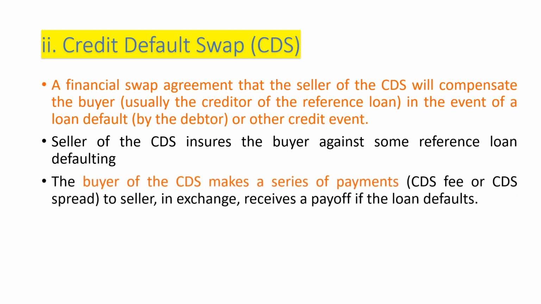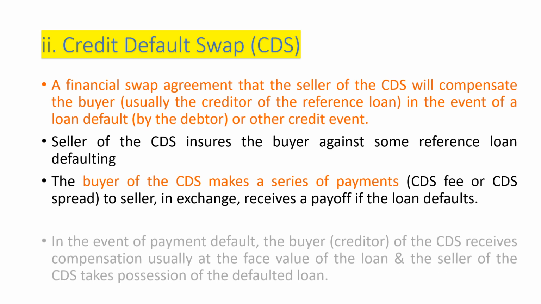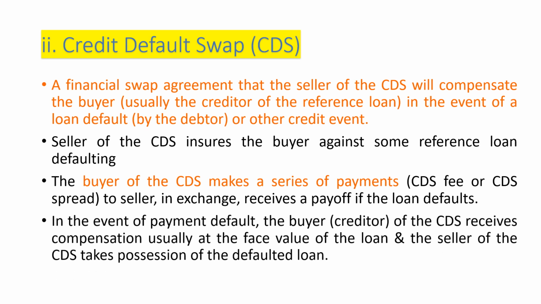The buyer of the CDS makes a series of payments, which is the CDS fee or CDS spread, to the seller, and in exchange, the buyer receives a payoff if the loan defaults. In the event of default, the buyer of the CDS receives compensation, usually at the face value of the loan, and the seller of the CDS takes possession of the defaulted loan.